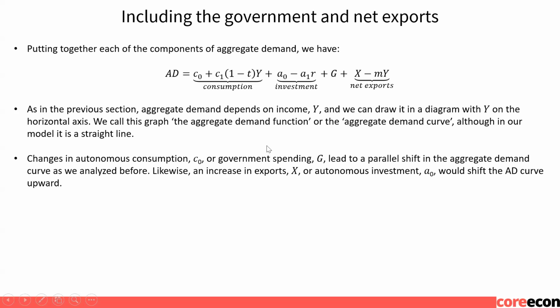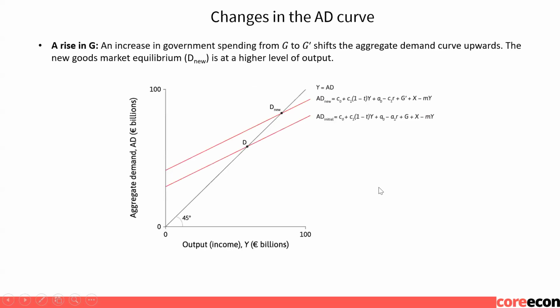So there are different types of effects here. So changes in autonomous consumption, government spending, these are going to lead to parallel shifts in the aggregate demand up and down because they are autonomous and constants. An increase in exports or autonomous investments is also going to have a similar upwards, downwards shift type of effect. Now, let's talk about what are going to be the impacts of these policies.